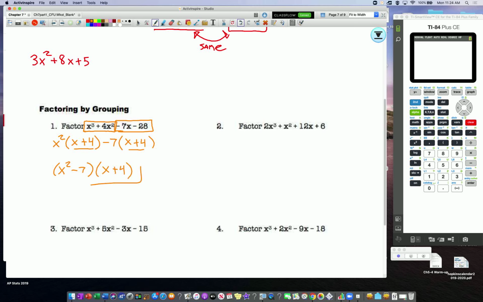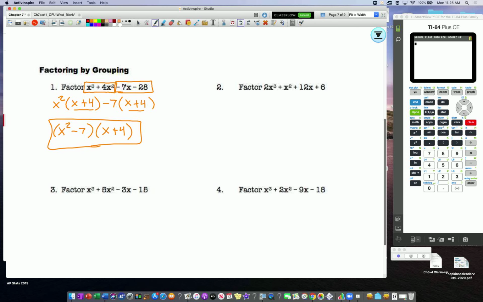Now here's the beautiful thing. If you FOIL this out, you better get this. And watch. X squared times x, x cubed. X squared times 4, 4x squared. Negative 7 times x, minus 7x. Negative 7 times 4, minus 28. Like I said, today's lesson, probably going to go quick. Let's do a few more examples with you, though.